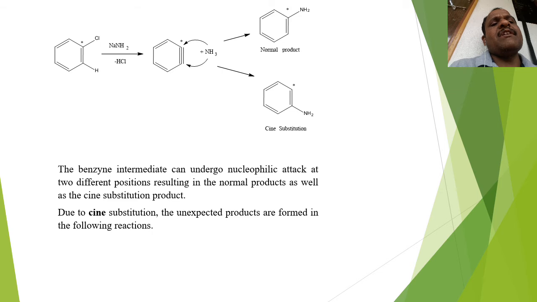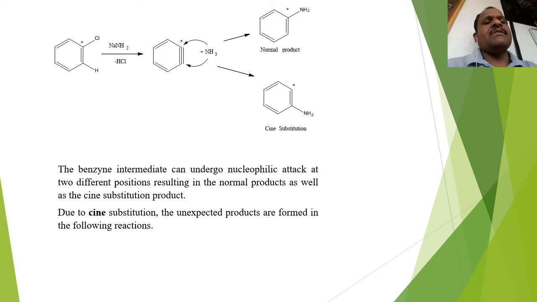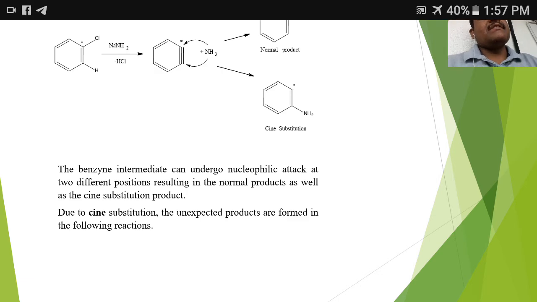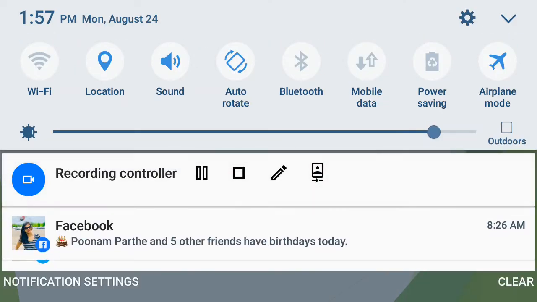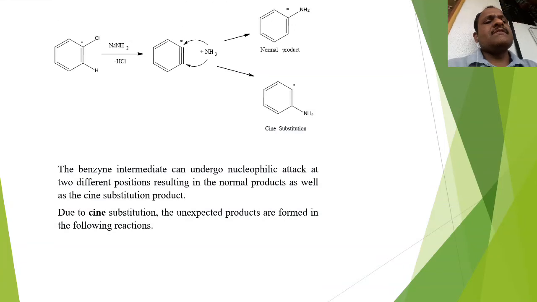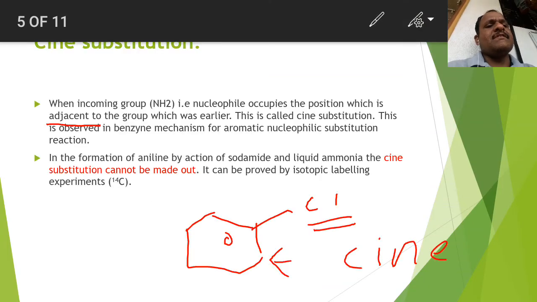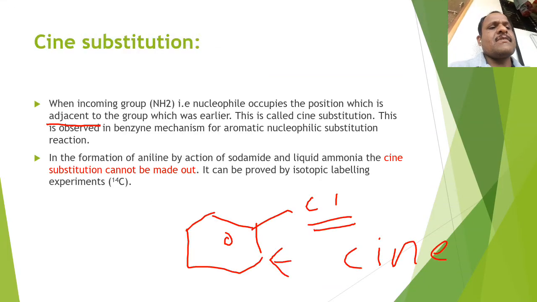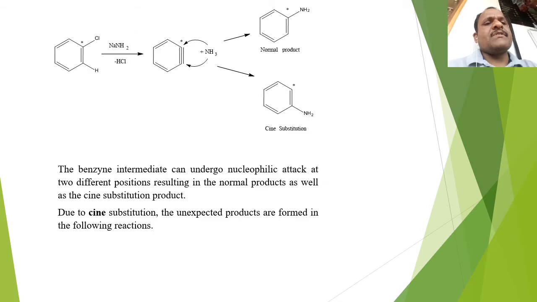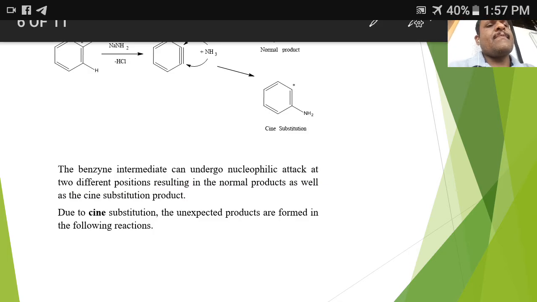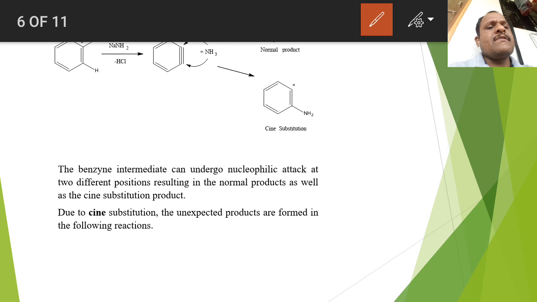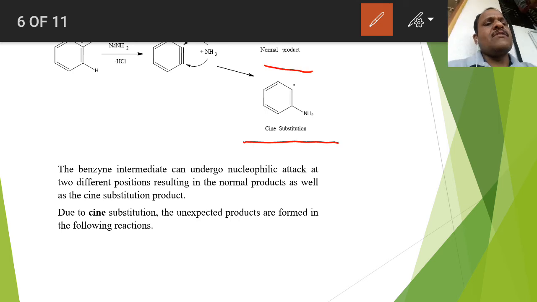And in the second step, what happens? If the nucleophile attacks the carbon, there are two possibilities. If you attach NH2 at the position where the Cl is present, then it is a normal product. But if you attach the NH2 at the adjacent position, then this is called a cine product. You can see here, this is a cine product. This is cine substitution and this is a normal substitution.